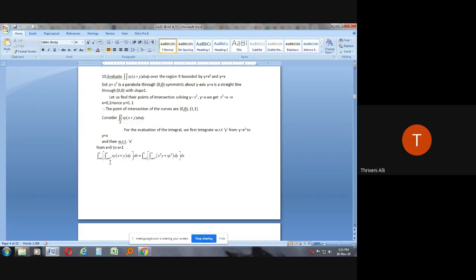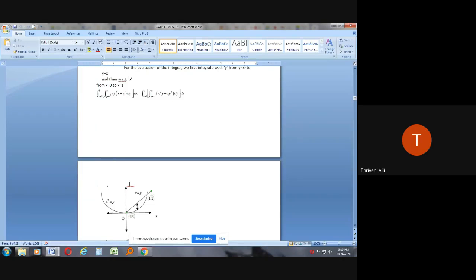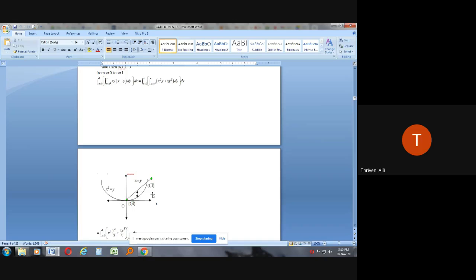So we have to take one as a variable limit and another one as a constant limit. Further, we take y equal to x square to x and x equal to 0 to 1. Why? Because see this diagram. It is a parabolic curve y equal to x square and y equal to x is a straight line. The region between the points of intersection of these two curves is this. So the points are (0, 0) and (1, 1).